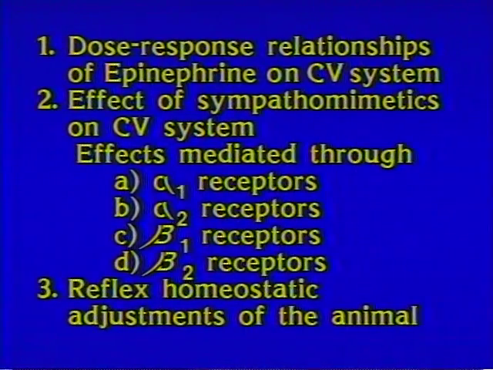Secondly, to study the effect of sympathomimetic drugs on the cardiovascular system, and this is divided into the following four categories. A, effects mediated through alpha-1 receptors. B, effects mediated through alpha-2 receptors. C, effects mediated through beta-1 receptors. And D, effects mediated through beta-2 receptors. The third objective is the reflex homeostatic adjustments of the animal to sympathomimetic drugs.